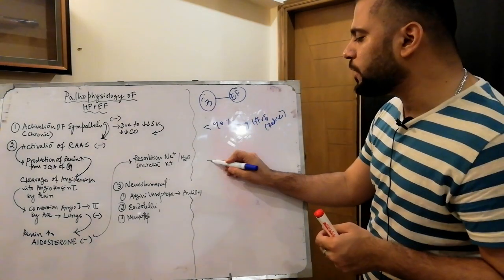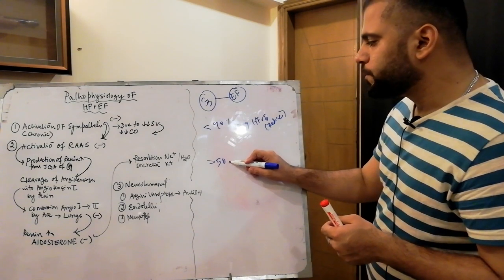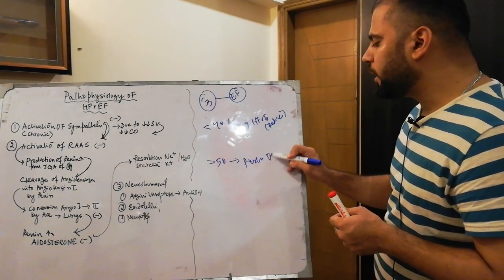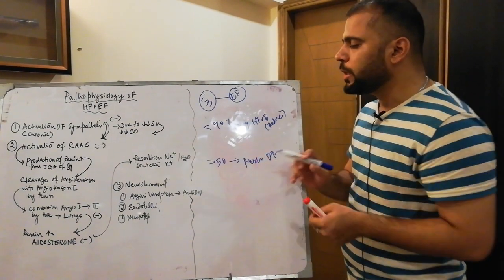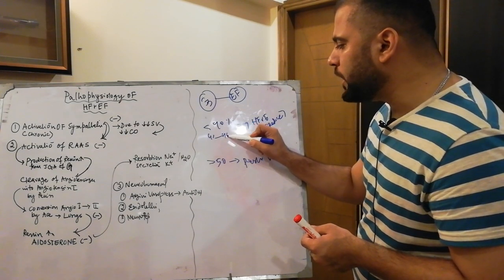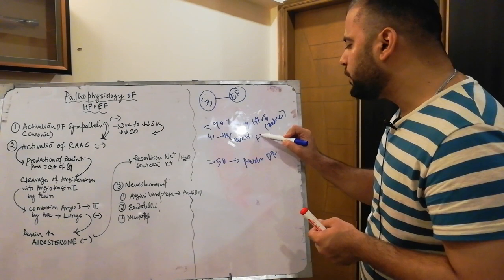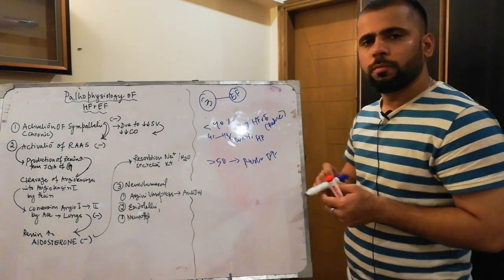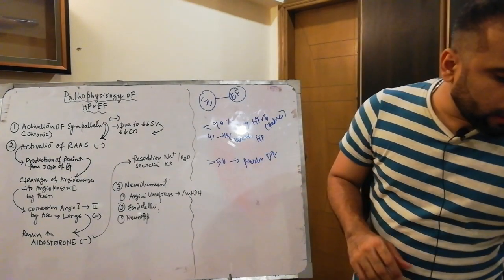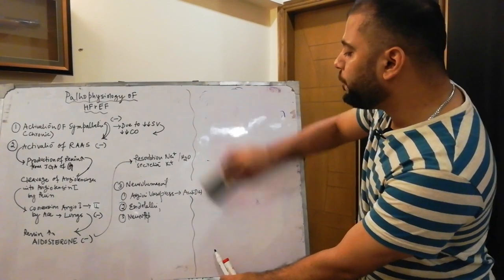But if your patient has an ejection fraction of more than 50%, then you would say that your patient has a preserved ejection fraction, and the numbers between 41 and 49 are actually borderline heart failure, borderline ejection fraction.